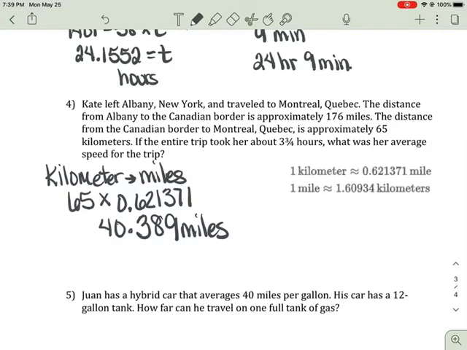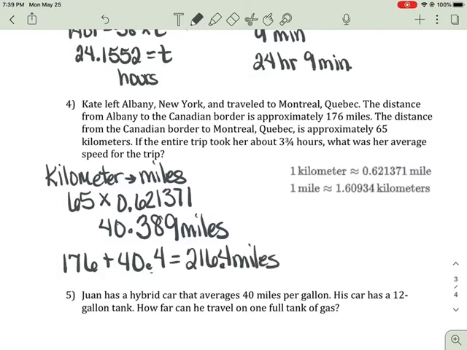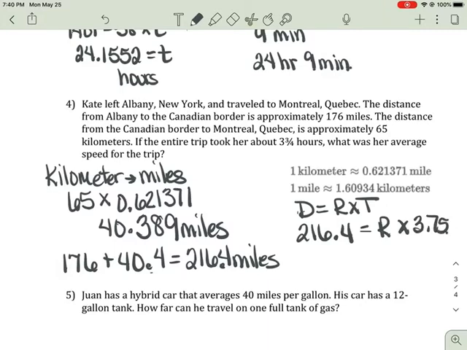And that's from the Canadian border to Montreal, Quebec. So I'm going to have to add that to the 176. Let's make it 40.4. So that's how many total miles. We want to know what's her average speed. So again, we're going to use distance equals rate times time. Our distance is 216.4. We don't know her rate. That's what we're going to try and find. And her time, let's make it 3.75. So we're going to divide those, and I get about 57.7 as our rate. So it's going to be 57.7 miles per hour.